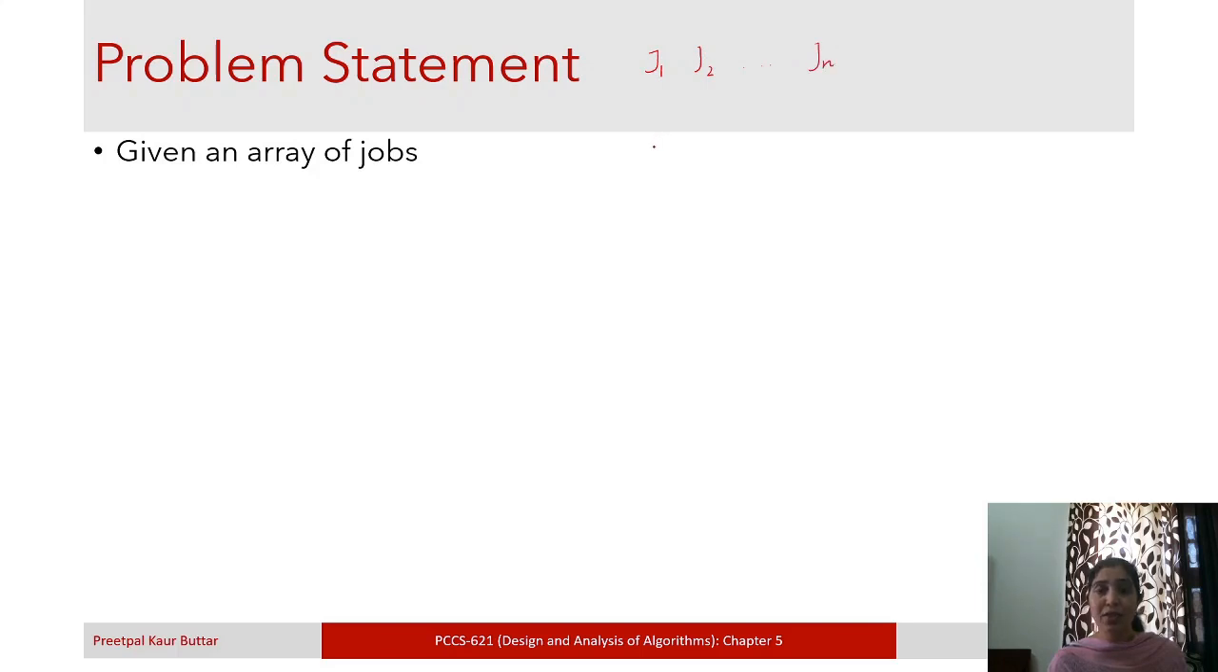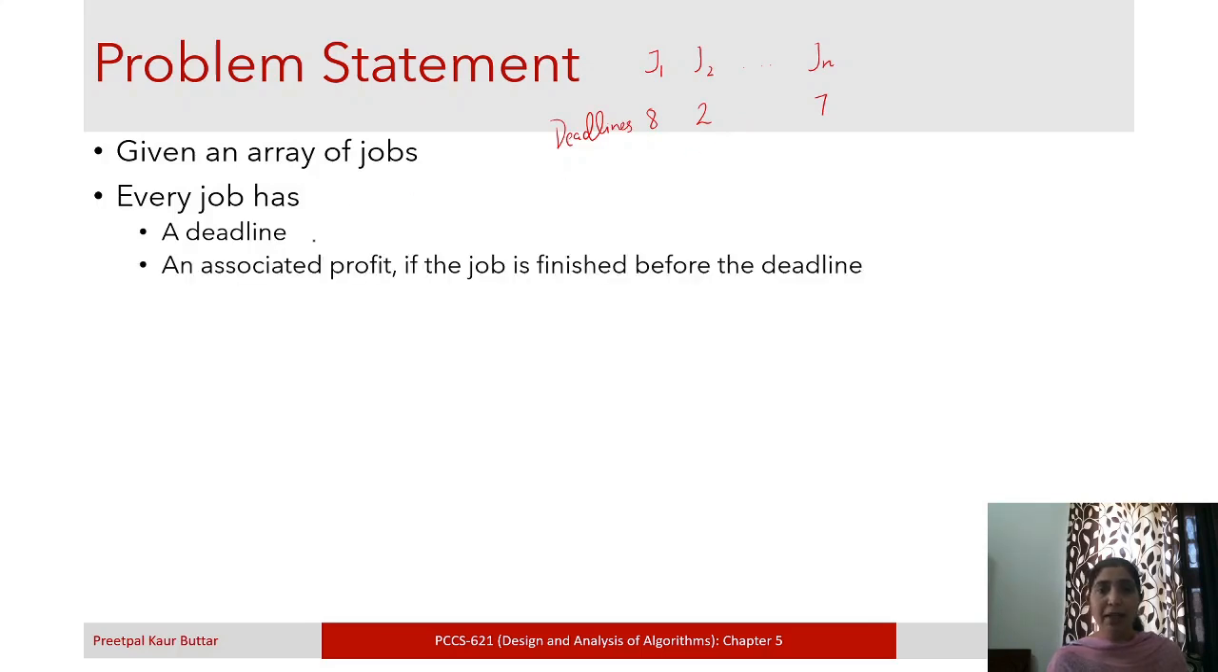These are the jobs which are given to us, and each job has a deadline. Suppose 8, 2, then 7. So each job has a deadline. These are the deadlines. That is the time before which these jobs should be completed. And each job has an associated profit, and the profit is earned if the job is finished before the deadline.